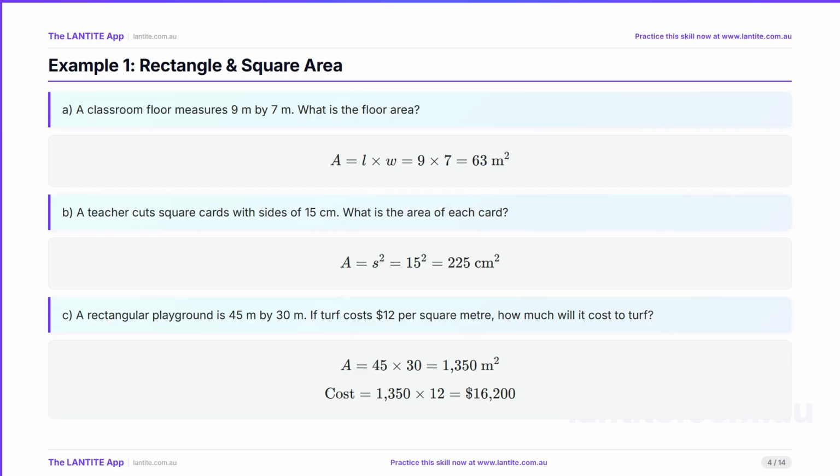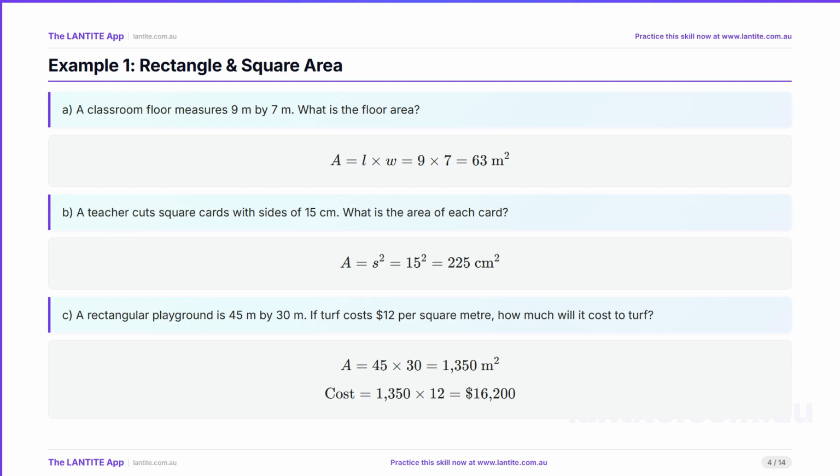Let's do some examples. A classroom floor is 9 meters by 7 meters. The area is 9 times 7, which is 63 square meters. Next, a teacher cuts square cards with sides of 15 centimeters. The area is 15 squared, which is 225 square centimeters.